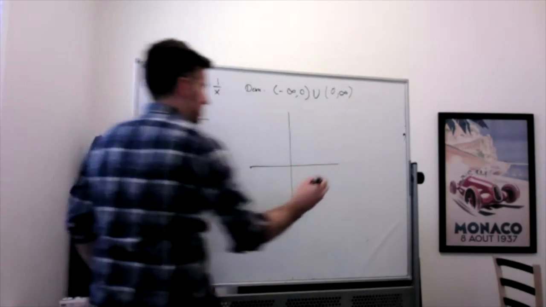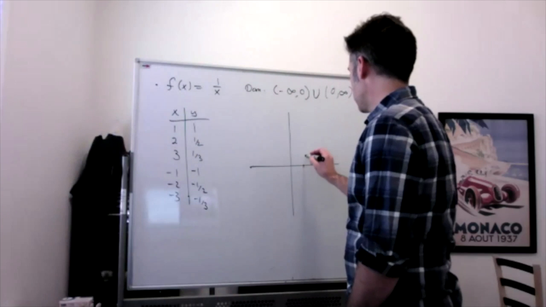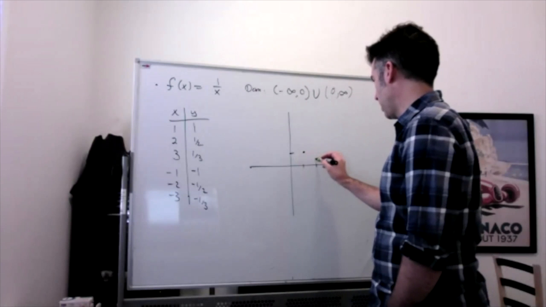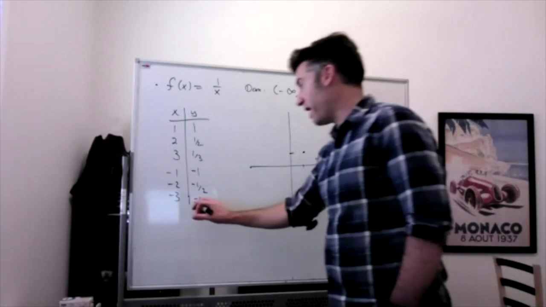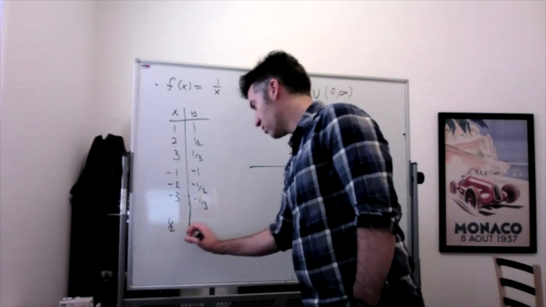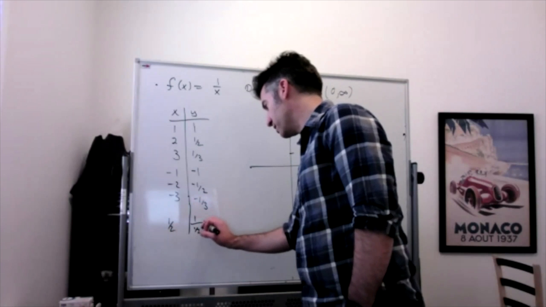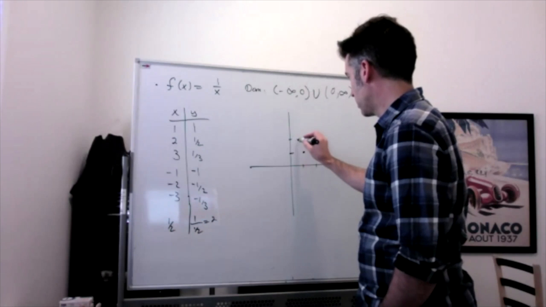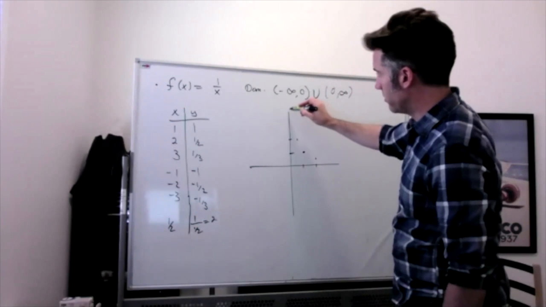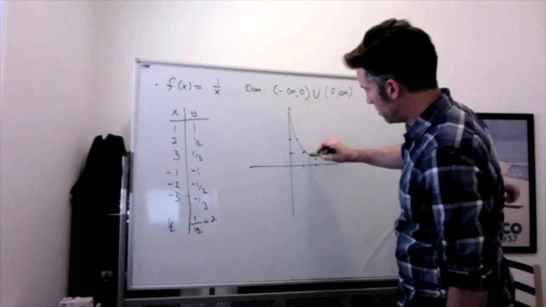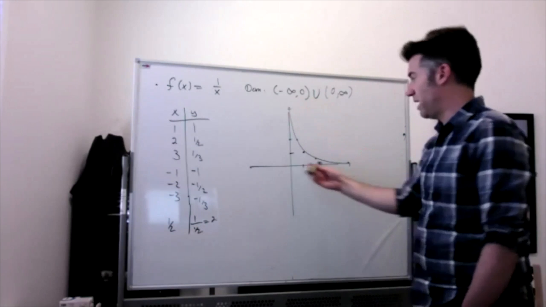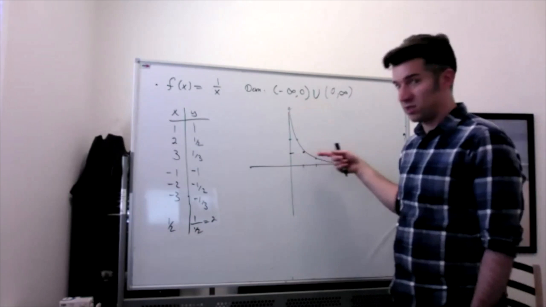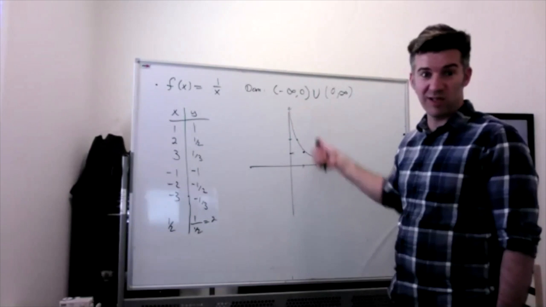So the graph of this, we plot a few points. If x is 1, you get 1. If x is 2, you get 1/2, and so on. If x is 1/2, 1 over 1/2 is 1 times 2, which is 2. So here's what we see. As the x values get larger, the y values get smaller. As the x values get smaller, the y values get larger.